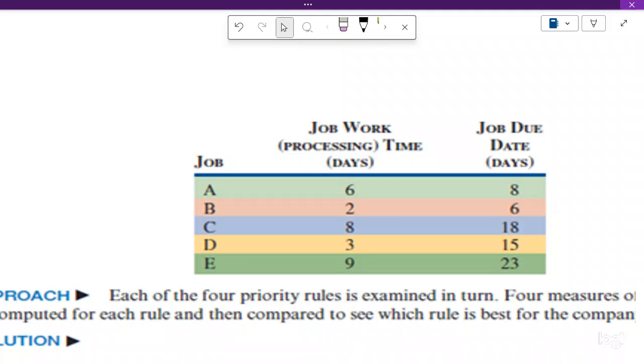Come front. Earliest due date. Volunteer will guide you.